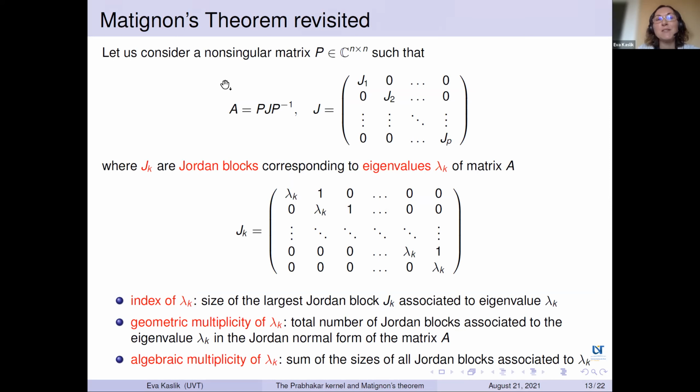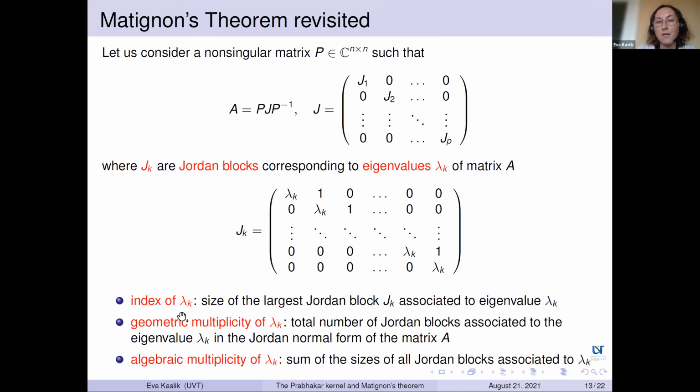So if we consider a general matrix A and we transform it to its Jordan normal form with a transformation given by the matrix P, which is non-singular. Here the blocks GK actually represent the Jordan blocks corresponding to some eigenvalue lambda K of the matrix, and obviously they are of this form. And then we have the following definitions.